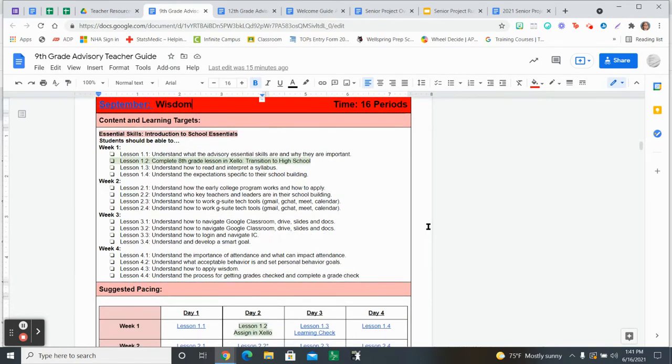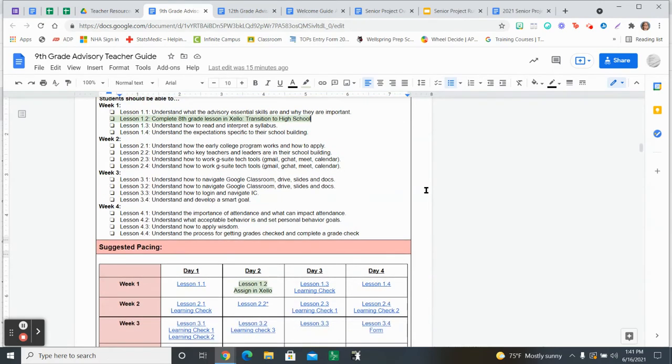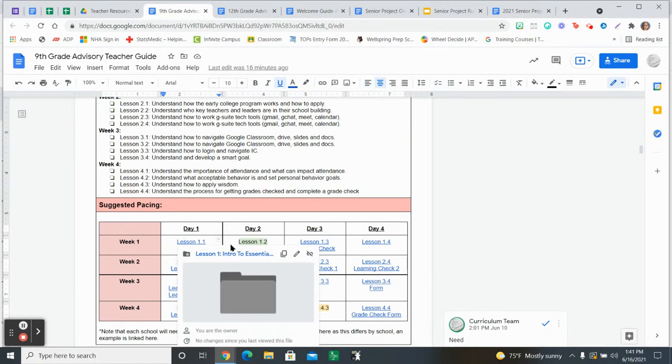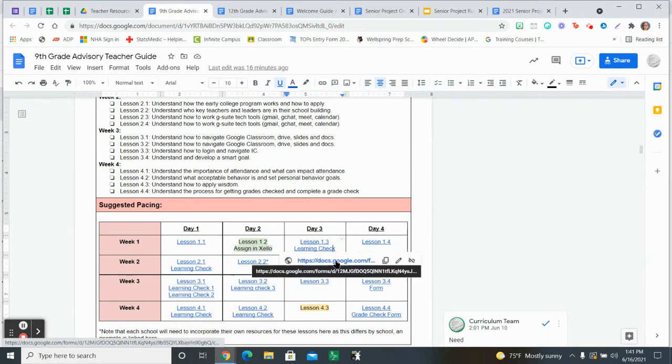These are the essential skills that students would have to know. Anything highlighted in green is a Zello lesson. So this is something that is ready-made in Zello that students can access. I've highlighted those in green. Then in the pacing is where all of the folders are linked for each lesson. If there's a learning check or a Google form that goes with it, it has also been linked.